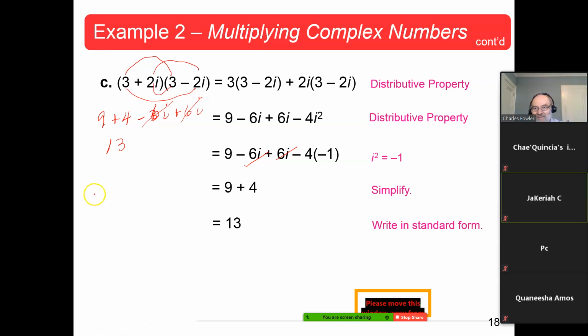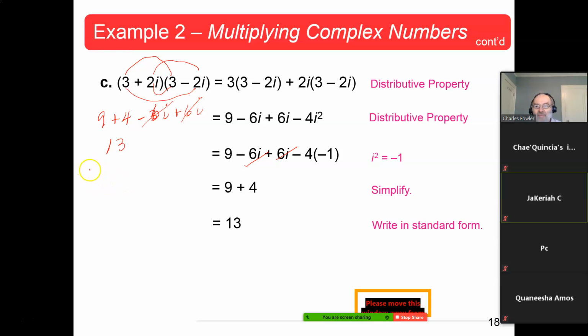Okay? So, any questions on that? Now, I want to point this out to you, what you've just done. You multiplied 3 plus 2i times 3 minus 2i. Now, I don't know if you remember giving this a name before, but if you don't remember that, let me tell you what to call this from now on.